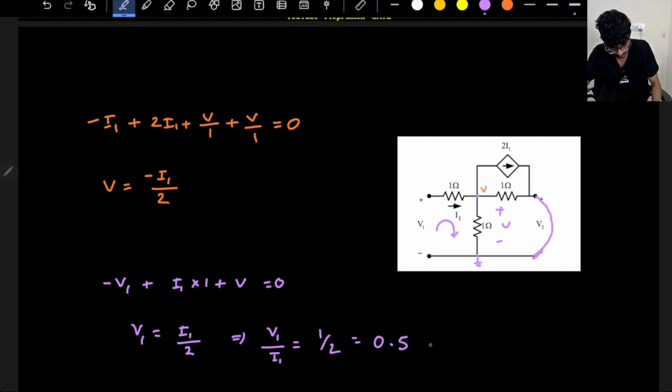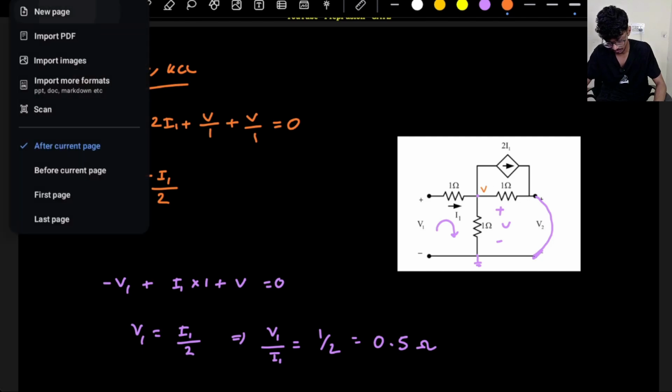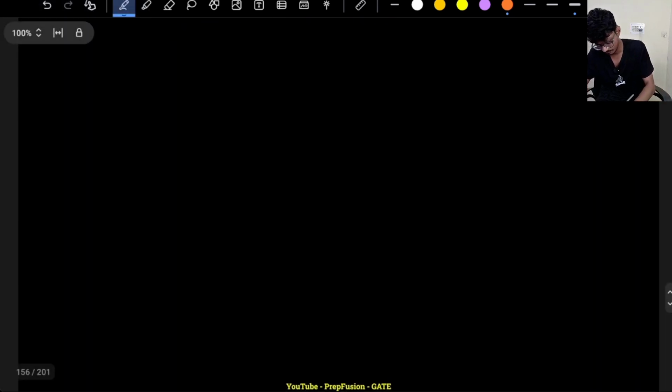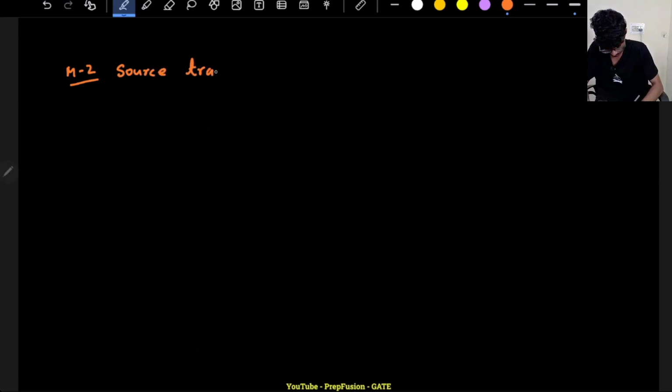So I have taught you the difficult level, like highest level of problems. GATE PYQs will be just like a cakewalk for you. So this was method 1 where we use the simple KVL and KCL. What is the other method? The other method is using source transformation. So method 2 is the one where you can use source transformation.